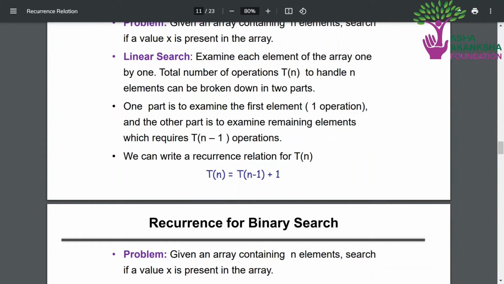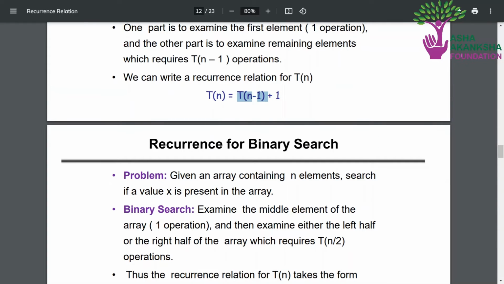So the one part is to examine the first element, which is only one operation, and the other part is to examine the remaining elements, which is T of n minus 1 operations. So we'll simply write a recurrence relation for T of n, which is T of n equals T of n minus 1 plus 1. 1 for the current operation and T of n minus 1 for the previous operations.